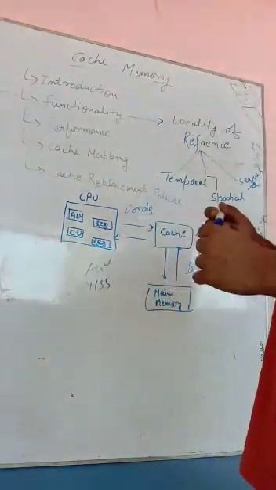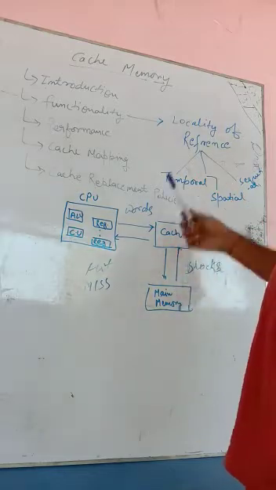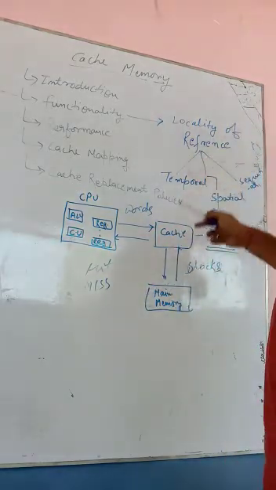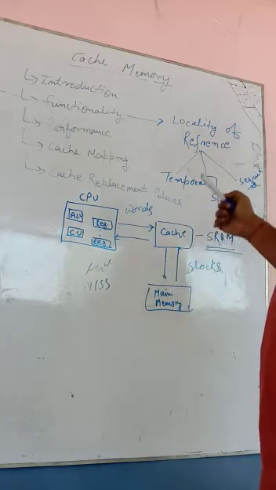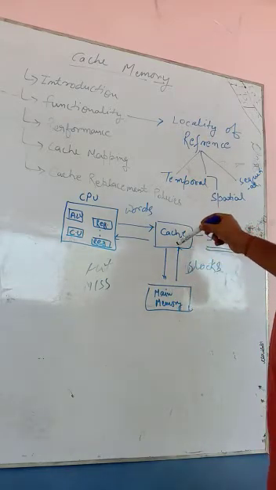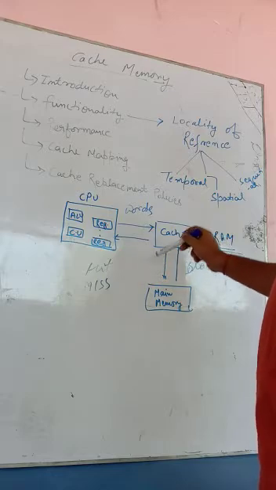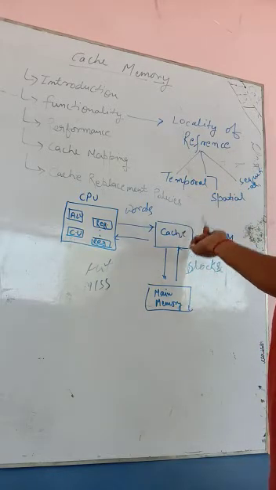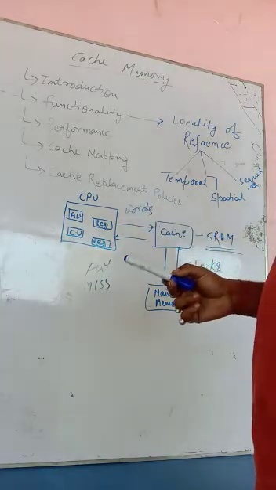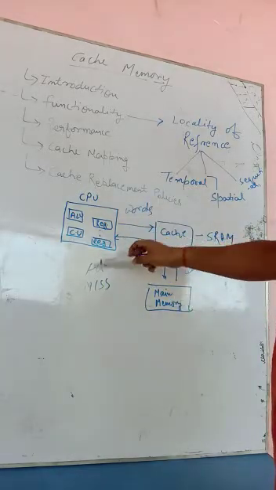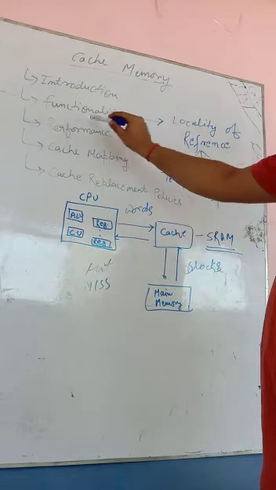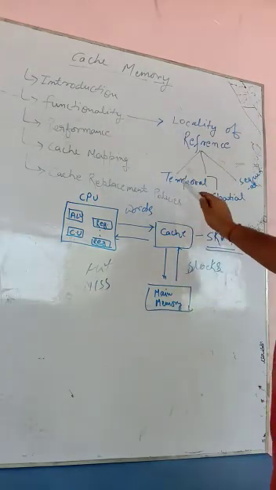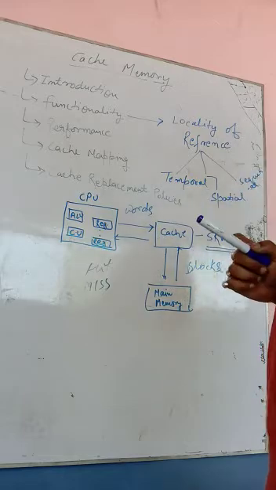Again coming to the topic of locality of reference: when the data is required by the processor, first of all it is searched inside the cache memory. Cache memory provides the data to the CPU, which reduces the access time of the data compared to the main memory. Locality of reference works in three dimensions: temporal, spatial, and sequential.